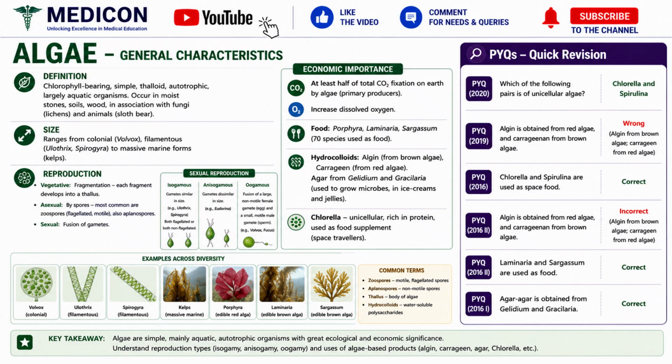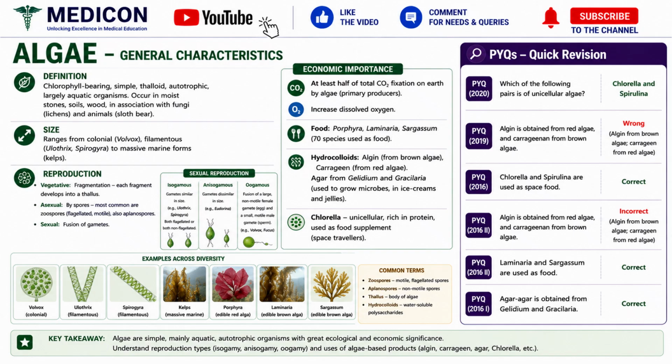The economic importance of these algae: at least half of the total carbon dioxide fixation on earth is by algae. So they are primary producers and also helpful in more than half of the carbon dioxide fixation happening on earth. They increase the dissolved oxygen. Food like Porphyra, Laminaria, and Sargassum, 70 species are used as food.